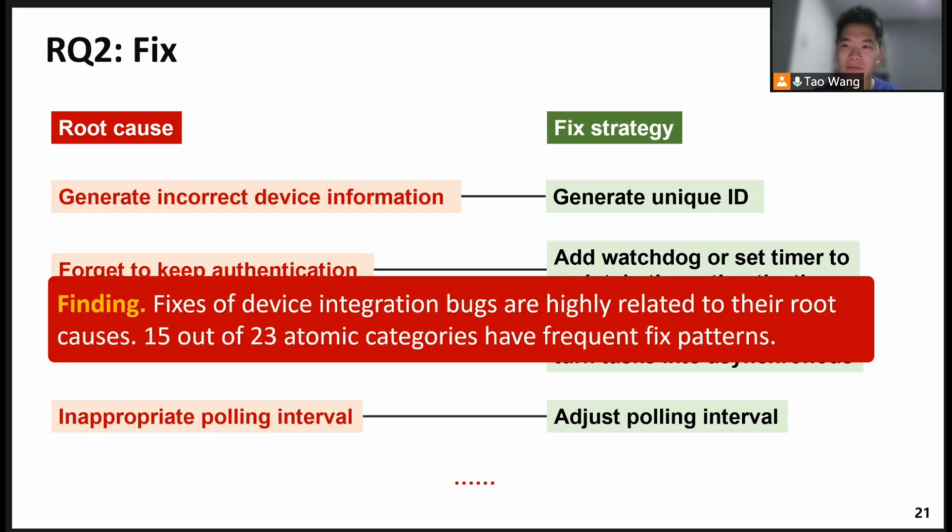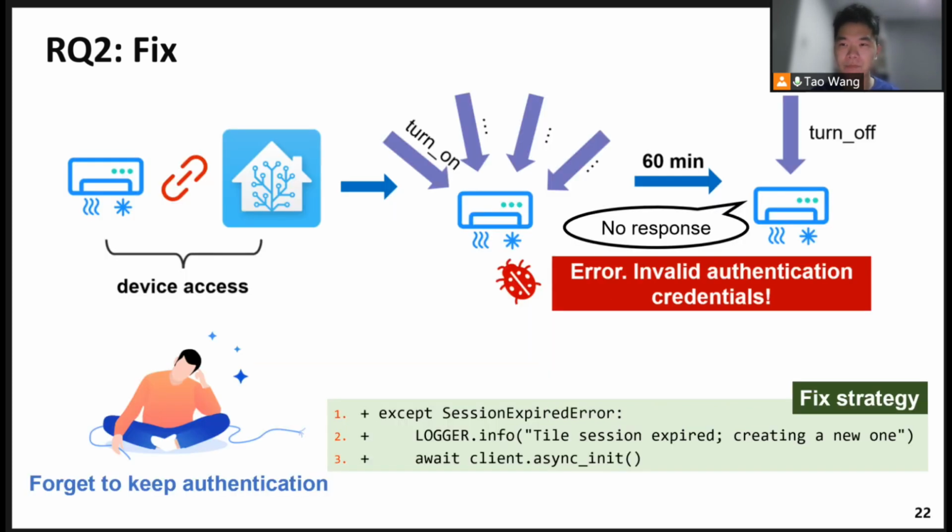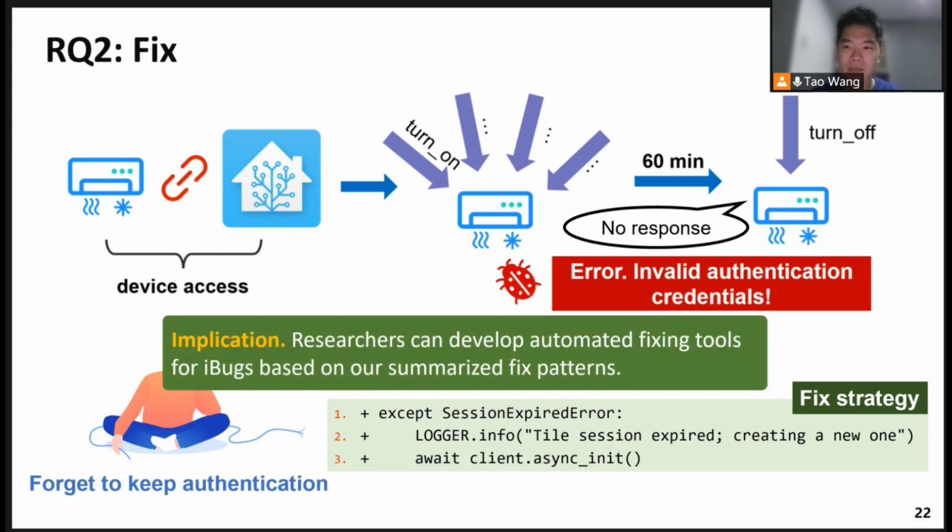We found that 15 out of the 23 atomic categories have frequent fix patterns. For example, the bugs caused by forgetting to keep authentication can be fixed by monitoring session expiration errors with the code below. Therefore, researchers can develop automated fixing tools for iBugs based on our summarized fix patterns.